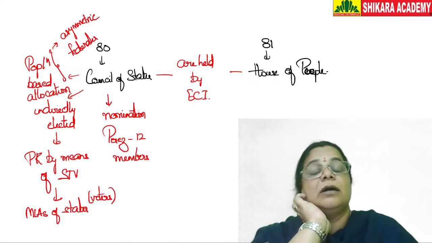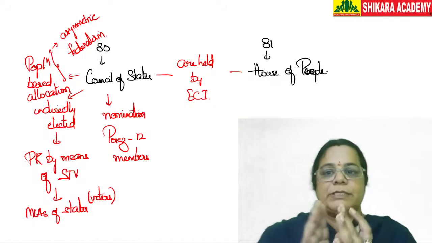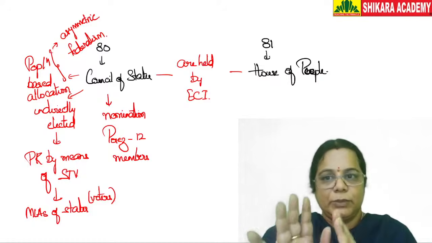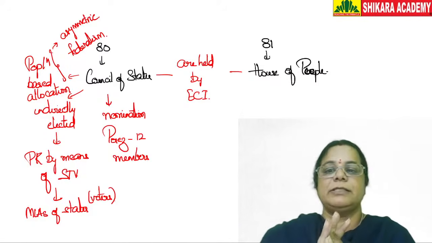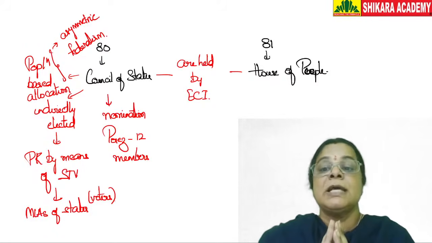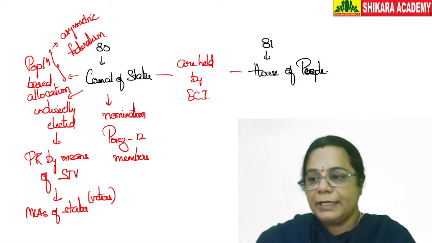Because in its Council of States, which is a representative body of the states in India, all states are not equally represented. So it is a feature of asymmetric federalism. The basis for this is the 1971 census. On the basis of the 1971 census, the allocation has been made. They are indirectly elected.